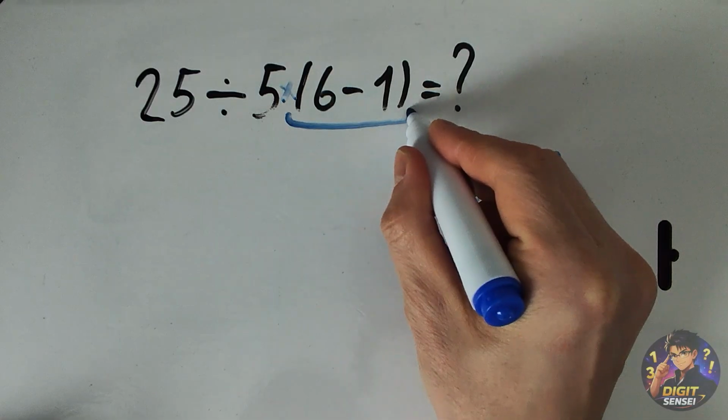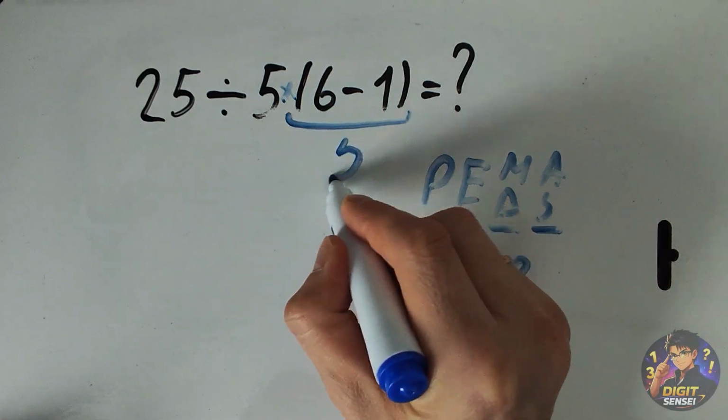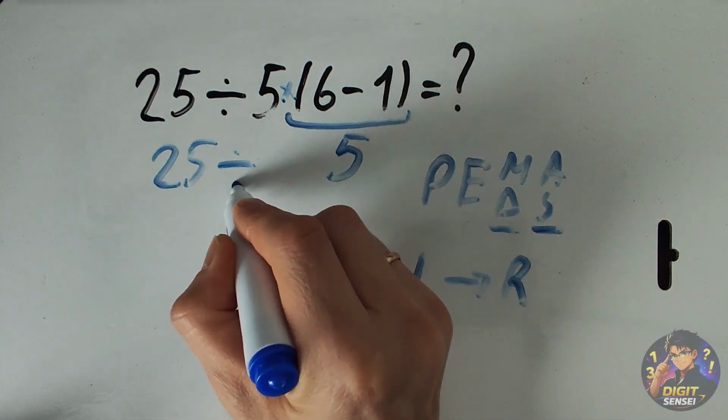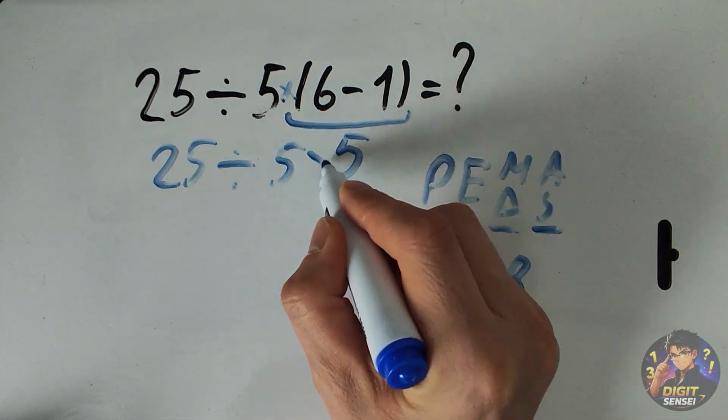So first we have to do this parentheses. 6 minus 1 is just 5. So 25 divided by 5, then times 5.